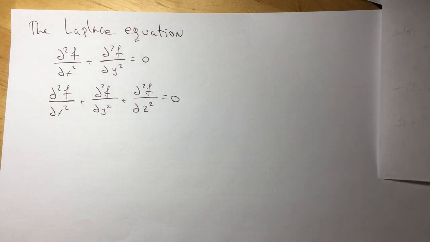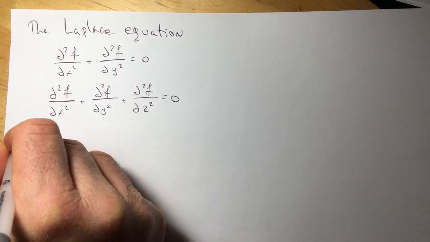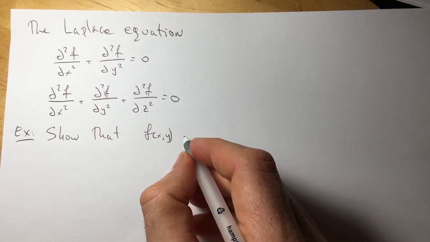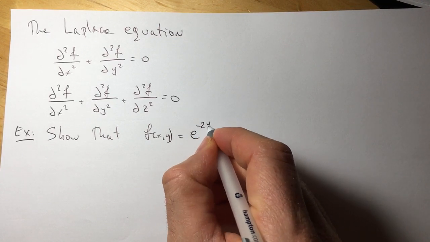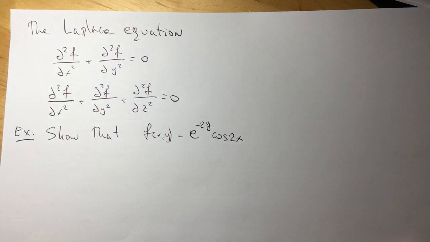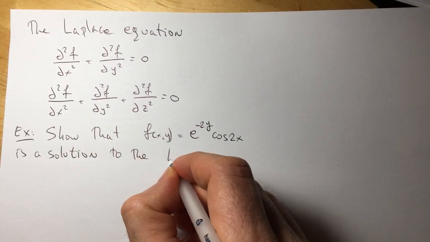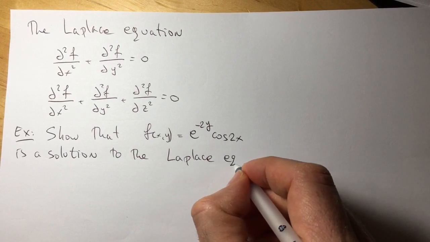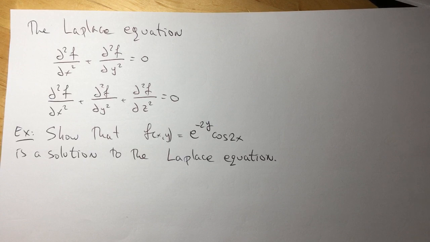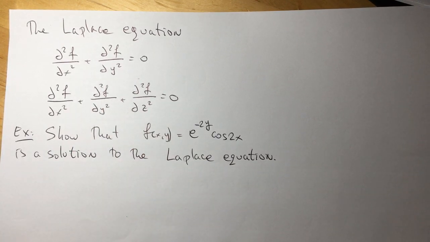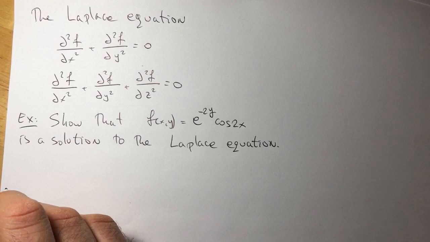Okay, so here we're not going to learn how to find the solution of the Laplace equation, but rather we're just going to, as an example, show that the function e to power negative 2y cosine of 2x, okay, is a solution to the Laplace equation. Okay, so basically I have to show this equality right here, okay, which is based on what? Finding the second order partial derivative with respect to x and y. So let's do that one more time.